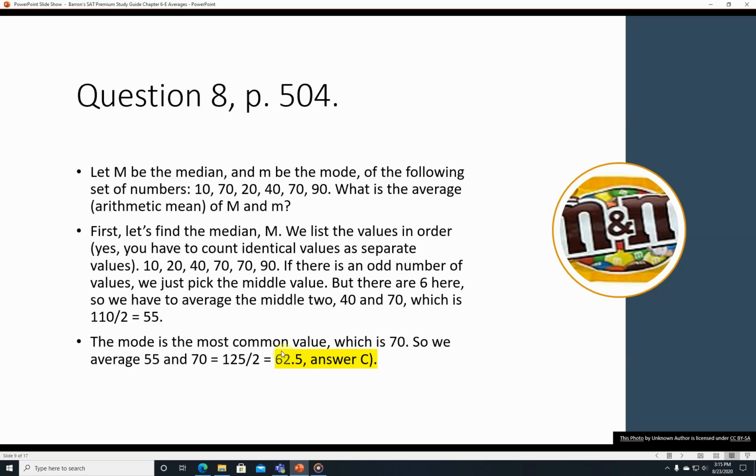So the mode is the most common value. Here, 70 appears twice, so that's the most common value. So we average 55 and 70 to get 125 over 2, which is 62.5, or answer C.